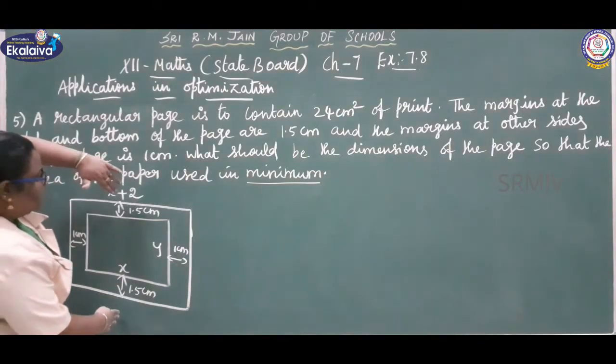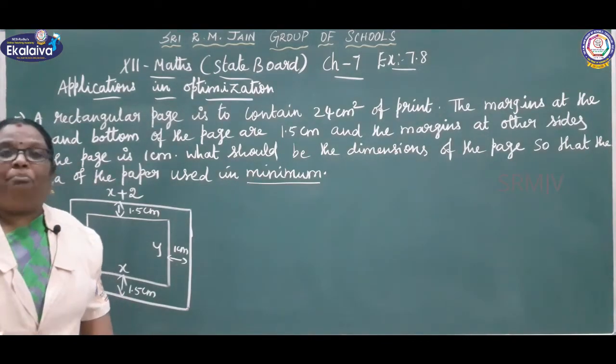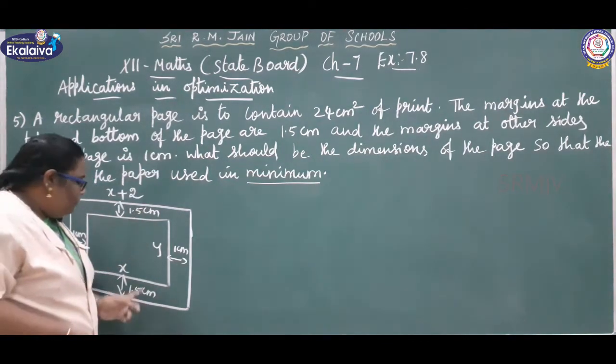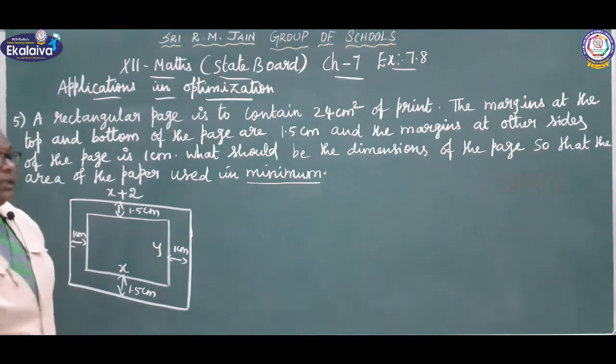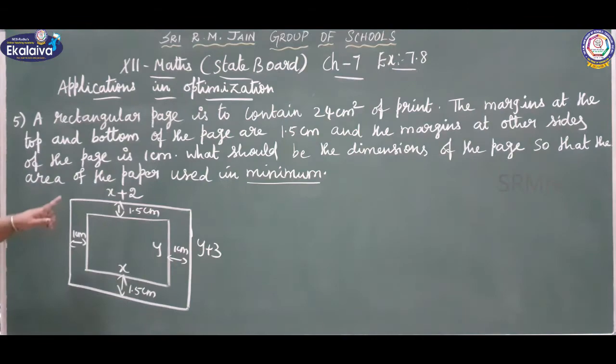This is vertical. Vertical is nothing but the y value, it is nothing but the breadth. Breadth 1.5 plus 1.5 is 3. So y plus 3. That the new dimension of the page is nothing but what? x plus 2 and y plus 3. Dimensions of the page are x plus 2 and y plus 3.